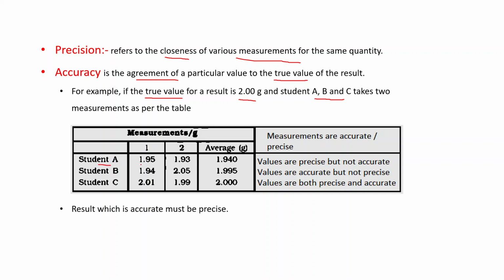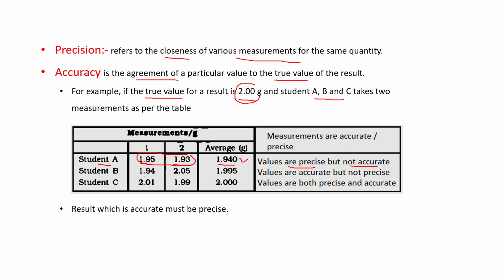Student A measured 1.95, 1.93, and its average is 1.940. If we consider these two, I think they are very close, 1.95 and 1.93. That's why we can say these values are precise. But this average result is not equal to the true value, that is 2.00. That's why we can say this is not accurate.